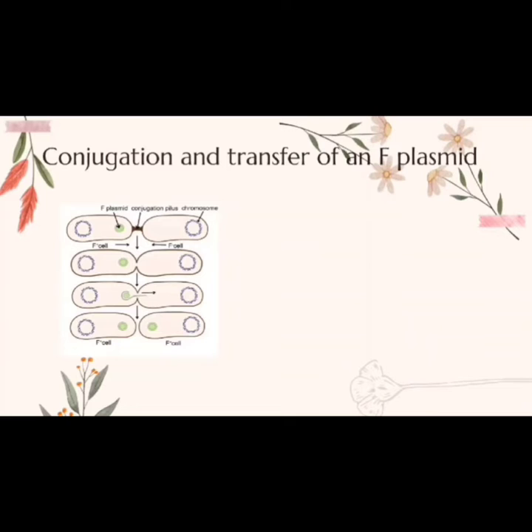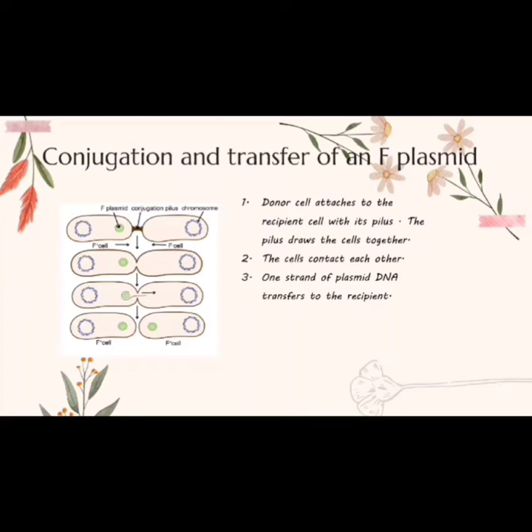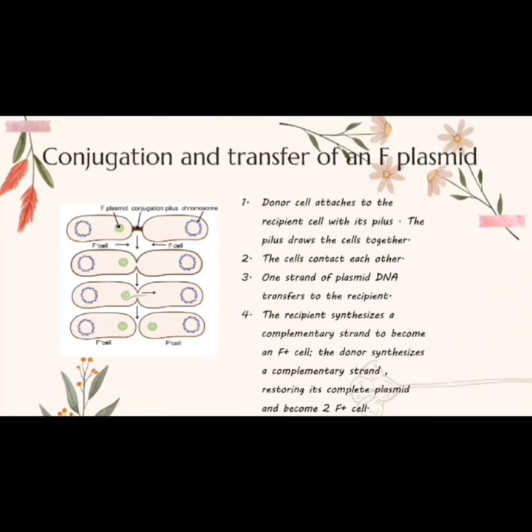Conjugation and transfer of an F plasmid. Number 1, the donor cell attaches to the recipient cell with its pilus. The pilus draws the cells together. Number 2, the cells contact each other. Number 3, one strand of plasmid DNA is transferred to the recipient. Number 4, the recipient synthesizes a complementary strand to become an F plus cell. The donor synthesizes a complementary strand, restoring its complete plasmid, and becomes an F plus cell too.